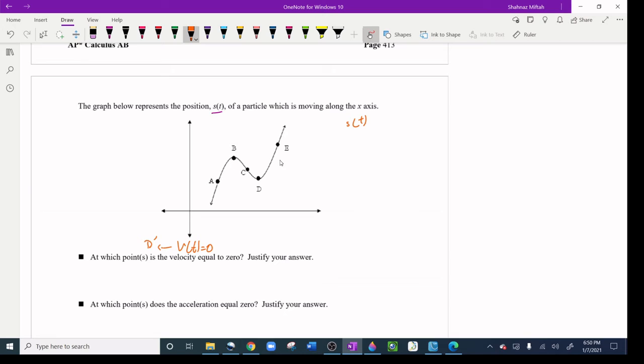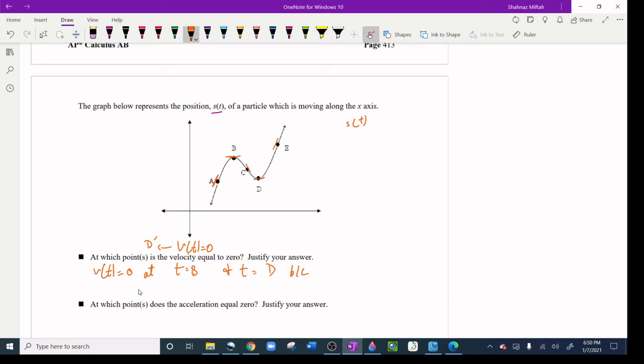Since this is my original position function, how can I find the derivative for this? I'm going to draw tangent lines. So draw a tangent line here, here, here, here, and here. I can say my tangent line is equal to 0 at B and D. So velocity is equal to 0 at t equals B and t equals D, because my tangent lines are straight, they are horizontal.